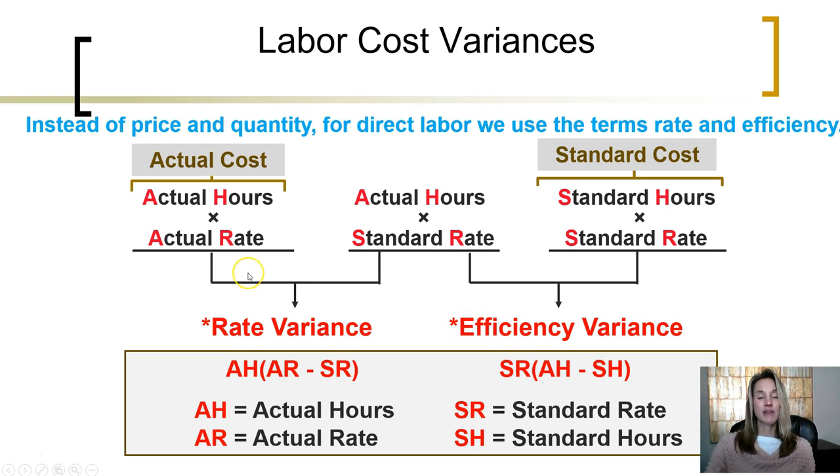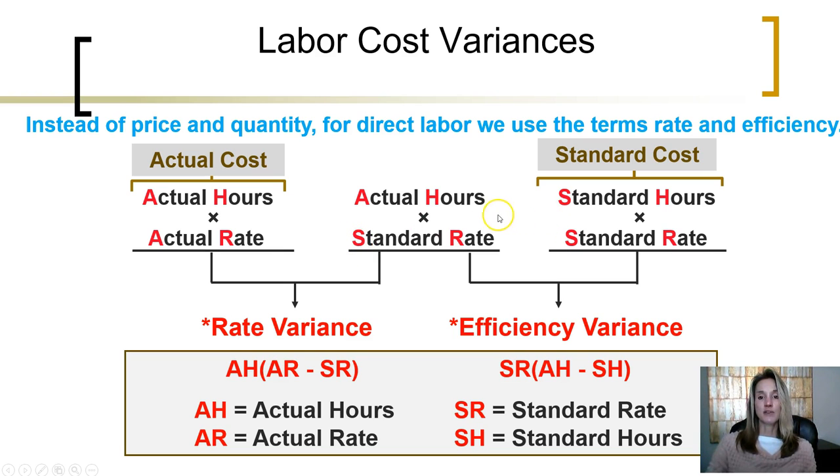The difference between the actual cost and the flexible budget is the rate variance. As you can see, the only difference in these two numbers' calculation is the actual rate versus the standard rate. Both are calculated based on the number of actual hours. So we're isolating the rate here.